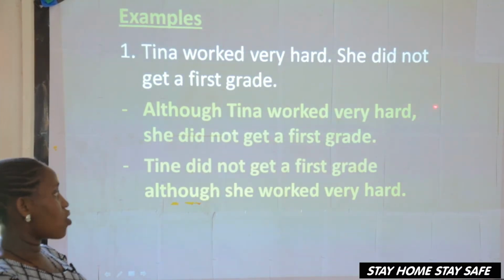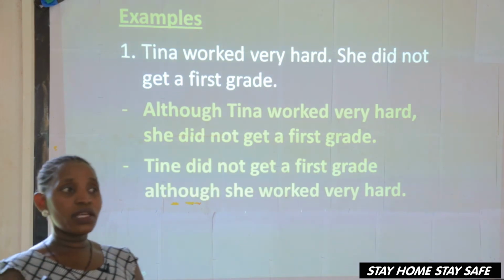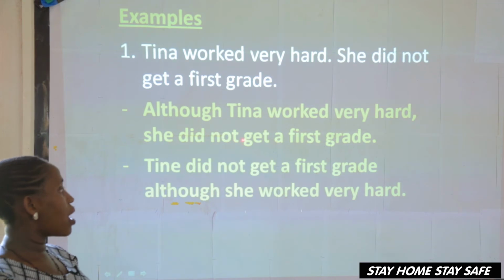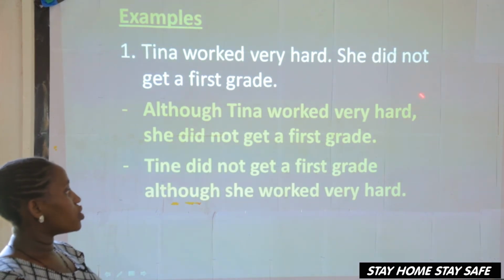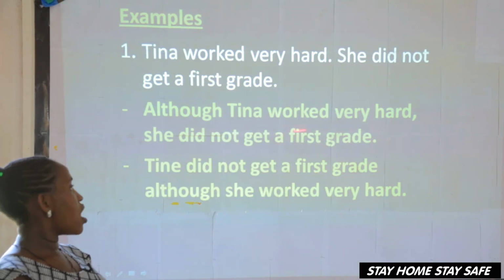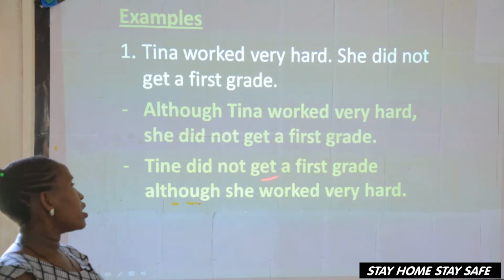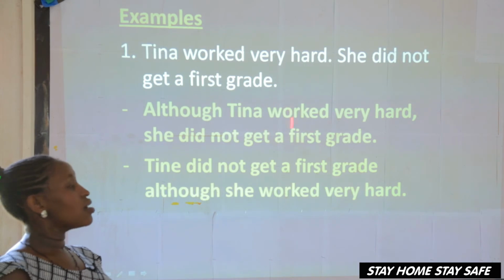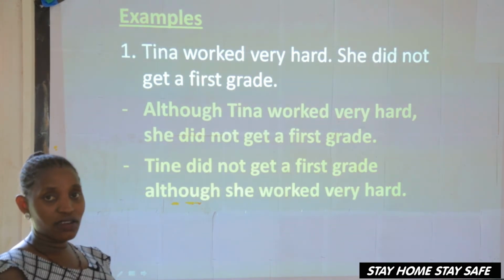Now, after putting a comma, unless the first word is a proper noun, when it is not a proper noun, it is supposed to be a small letter. So, this is what we call a condition. She worked very hard, but the results were heartbreaking. She did not get a first grade. You can see that these two sentences contrast, because we expect someone who works very hard to get a first grade.